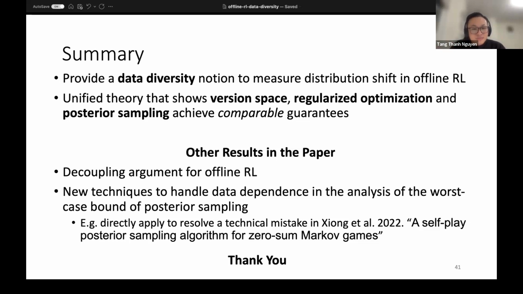Okay, so also on the technical side, we use a new decoupling argument for offline RL that works very well in the unified theory. And also we have a new technique to handle the data-dependent analysis of worst case posterior sampling, which can directly be applied to resolve some technical issues in some previous work using posterior sampling in the offline RL. That's it. So thank you very much.